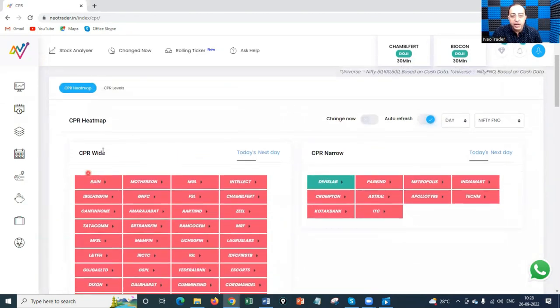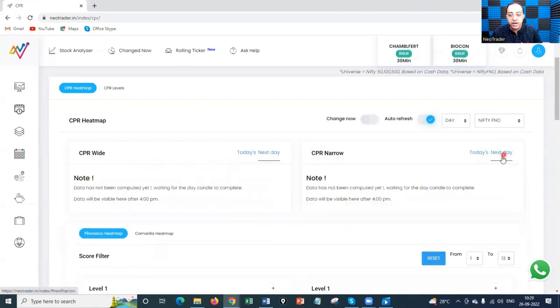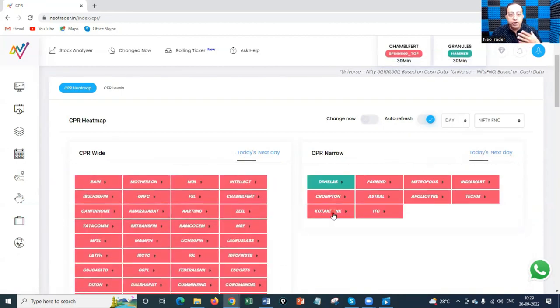So you can see here on the heat map, first we have something called CPR wide and CPR narrow. We'll speak about it in later videos, but just to give you an idea, we spoke about the range, right? In this video, we spoke about types of ranges. So CPR wide and CPR narrow are classified as the market happens. At the end of a particular trading day, you will have the names reflected here. As you can see, after 4 p.m., you will see the names for the next trading session for an intraday play.